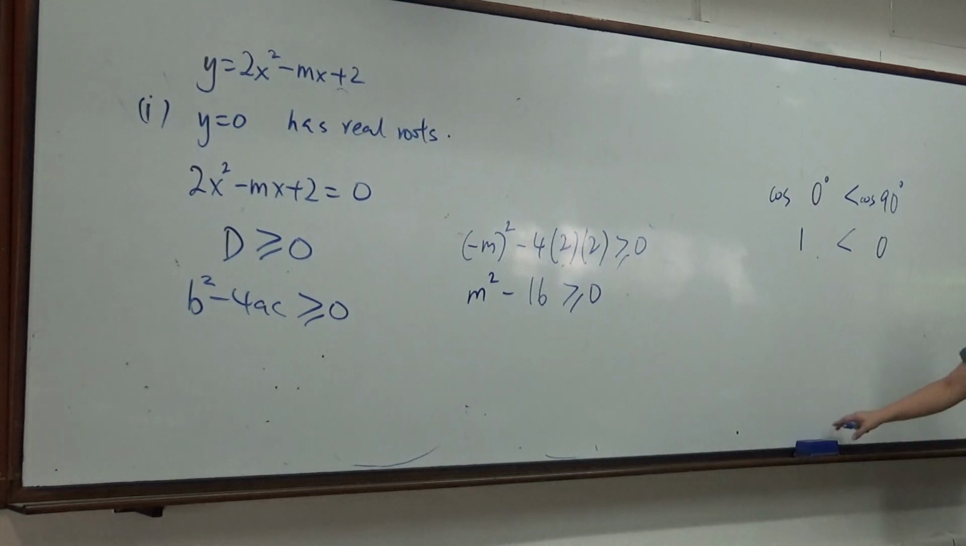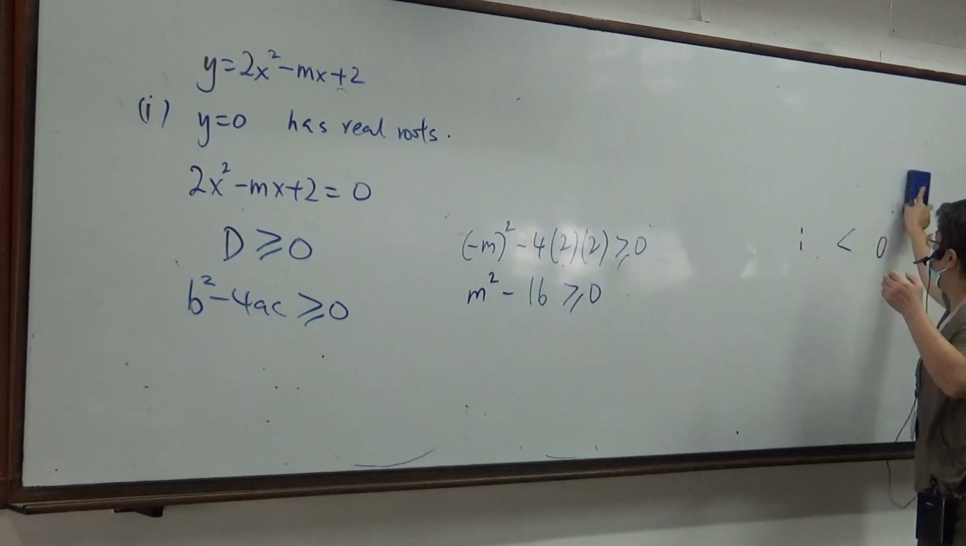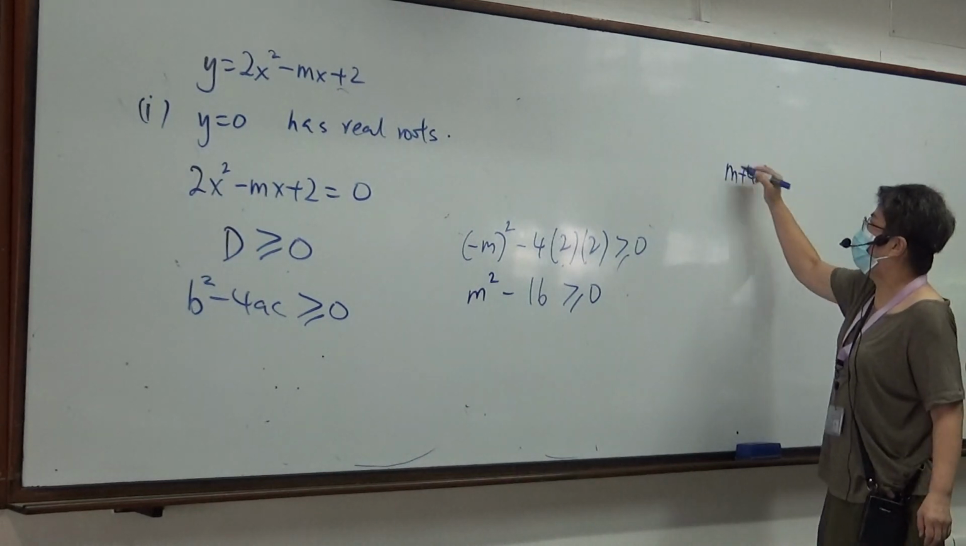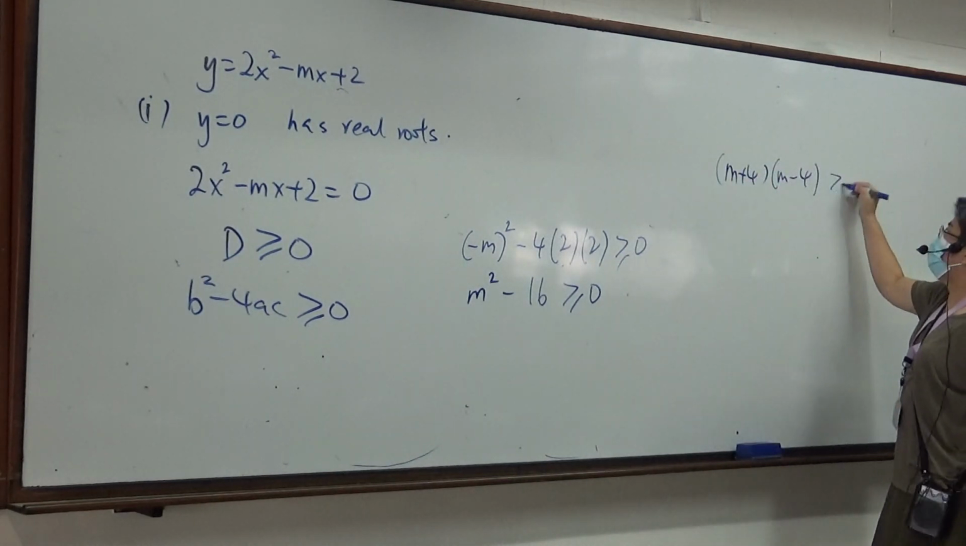Everybody clear? Okay, so how are we going to present this? You look here. This one is m plus 4. You must factorize, right?